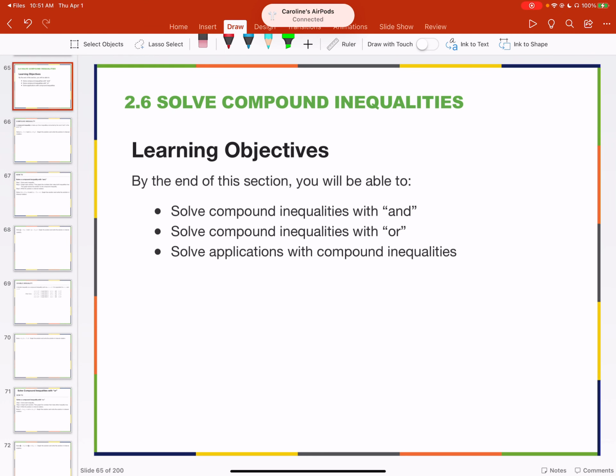Hello, everyone. Welcome to section 2.6. We're almost done with chapter 2, which deals with compound inequalities.